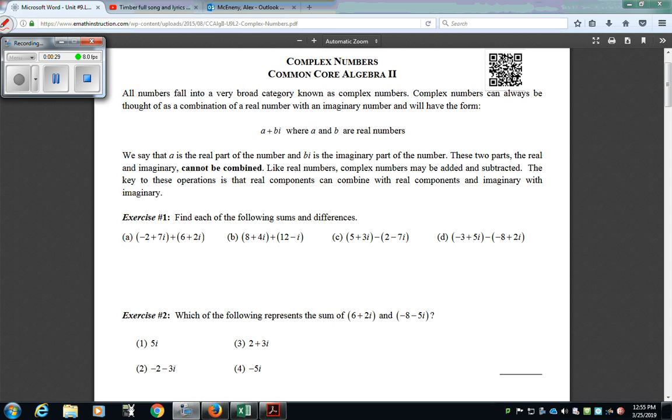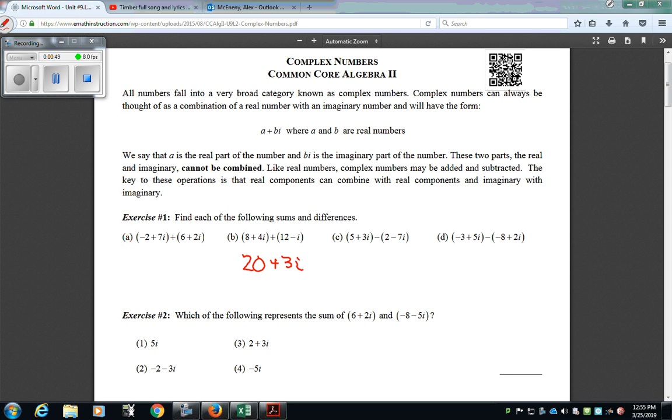We're going to look at B and C on exercise 1. And you want to combine like terms. In this case, 8 and 12 would be your numbers. In that case, that would be 20. And then 4i and negative i would be positive 3i. Because again, negative i would be negative 1.